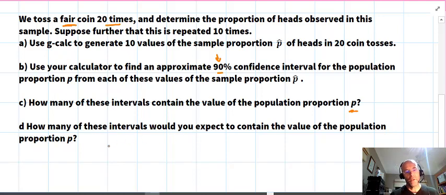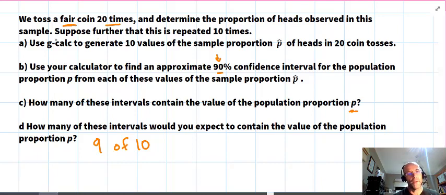Well, let's answer the last question firstly. How many of these would you expect to contain it? Well, with a 90% confidence interval, by definition, we would expect 90% of such samples to contain the population proportion parameter. So we would expect 9 of the 10 intervals. Okay, so let's see.